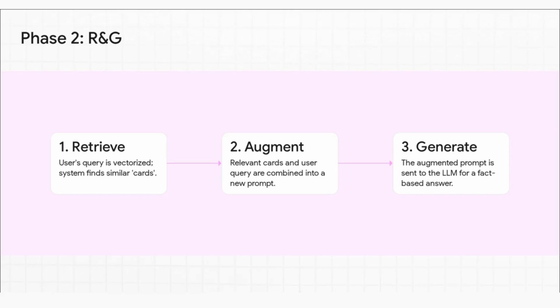Finally, this new supercharged prompt gets sent to the LLM. So now the model has all the factual context it needs right there in front of it to give you a smart, accurate, and fact-based answer. It's like an expert with an open book.